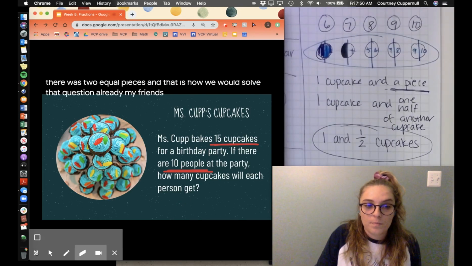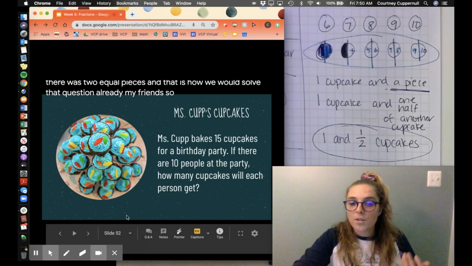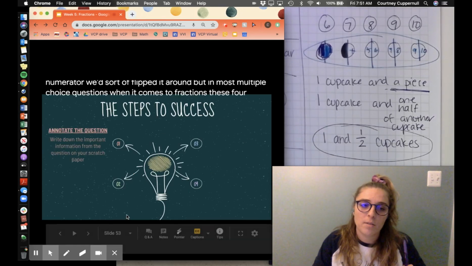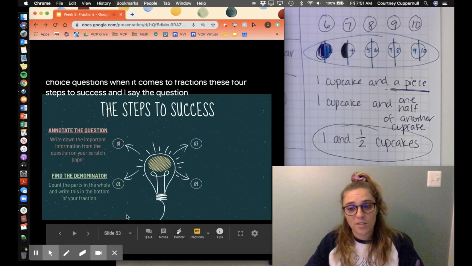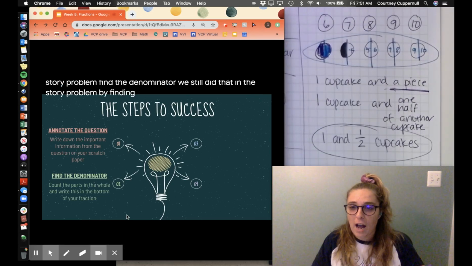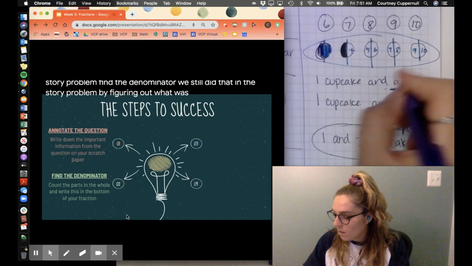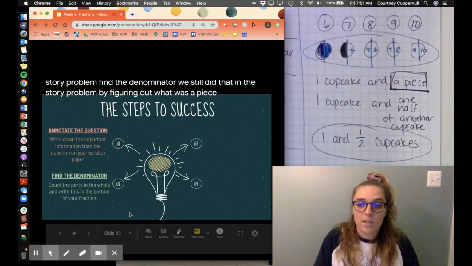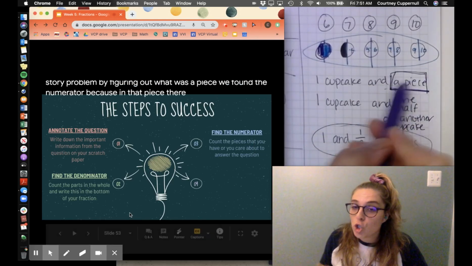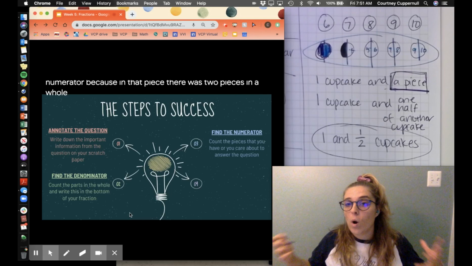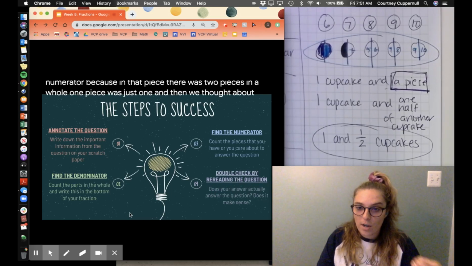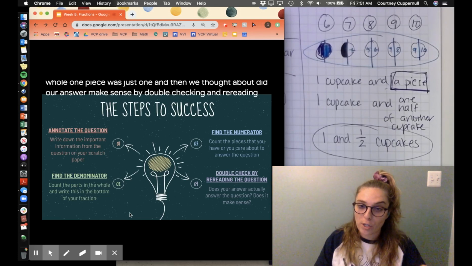Alrighty, my friends. So, as a reminder, we just practiced doing our steps to success. 4 steps to success. Annotate the question. We still did that in the story problem. Find the denominator. We still did that in the story problem by figuring out what was a piece. We found the denominator. We found the numerator because in that piece, there were 2 pieces in a whole. 1 piece was just 1. And then we thought about, did our answer make sense by double checking and rereading the question?